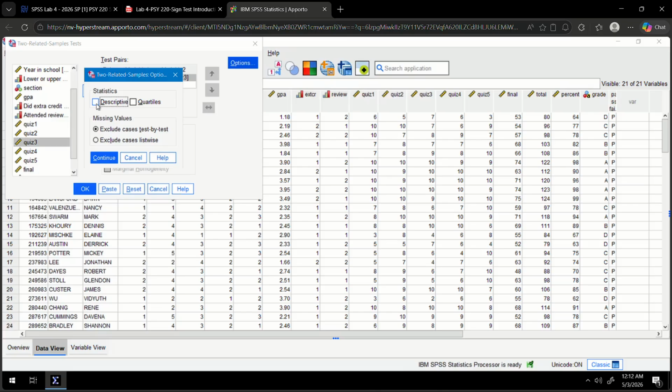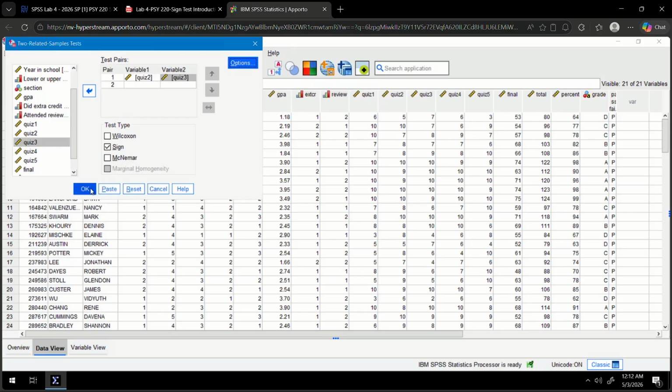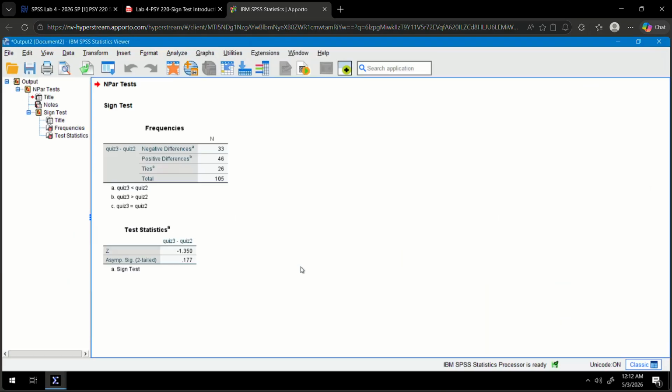Options, you can put descriptors if you want. You don't need them. I'll leave them blank. Hit OK. So once again, we're hypothesizing that quiz 3 is greater than quiz 2. So it's a one-tailed test. The null hypothesis is that there's no difference between quiz 3 and quiz 2.